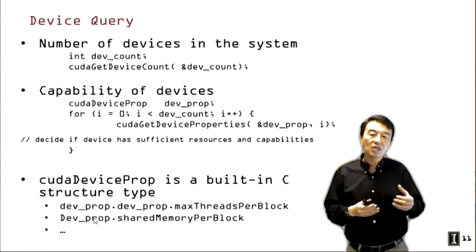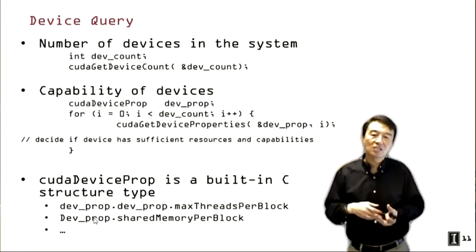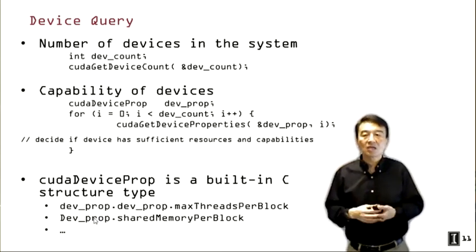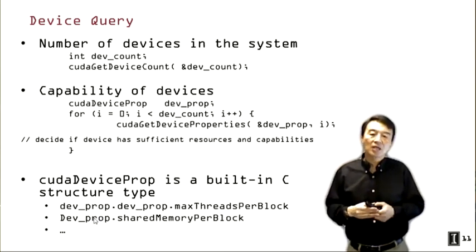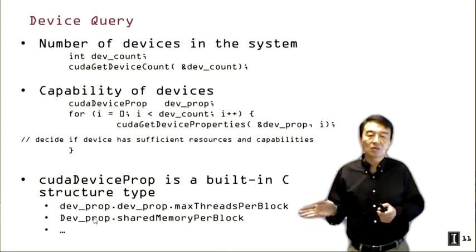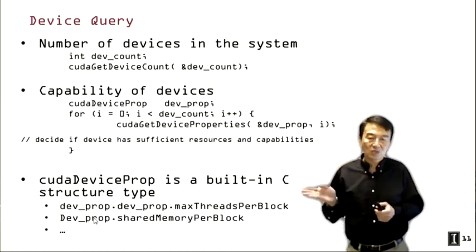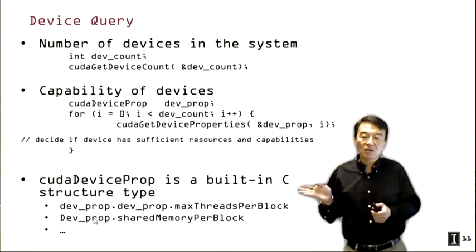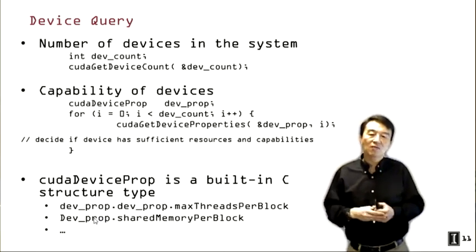In this case, you probably want to pick the discrete GPU that has the computation power that you would like to use, rather than the small GPU that may have come in the chipset of the system. When you look at the properties, you should look at the CUDA user guide for all the fields that are returned in the cudaDeviceProp variable.